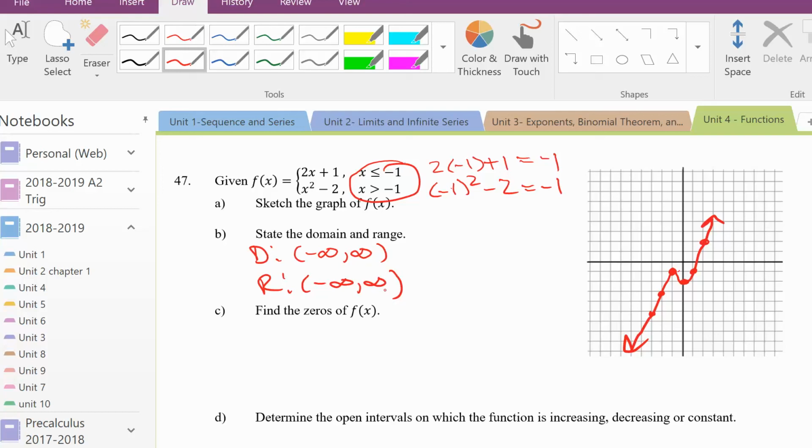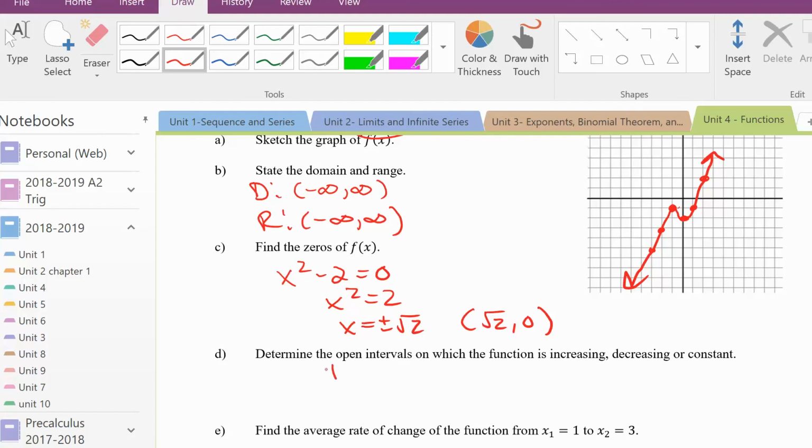The zeros, what number makes it equal 0? Well, the parabola is where it's 0, so you go x squared minus 2 equals 0. X squared equals 2. X equals plus or minus rad 2. But since it's only the positive one where it crosses the x-axis, rad 2 is the zero.